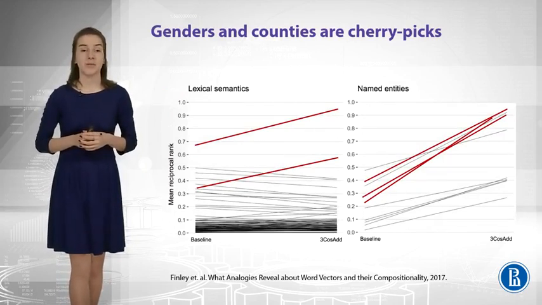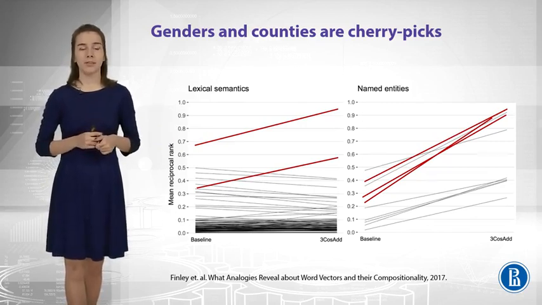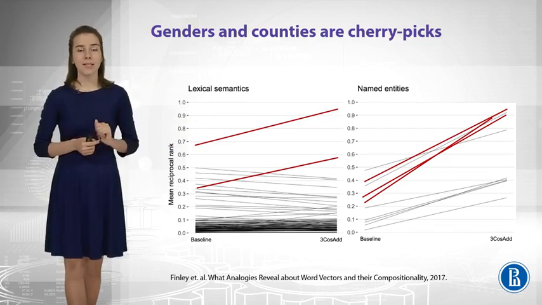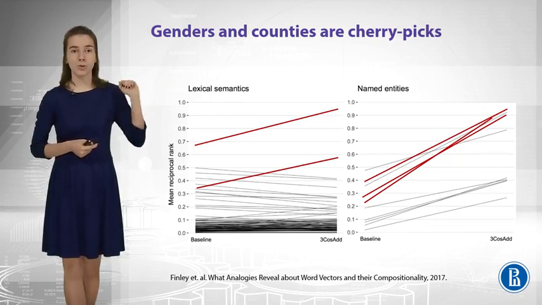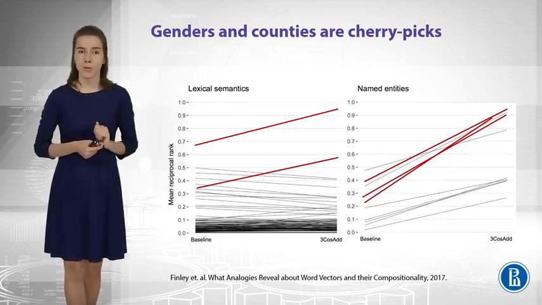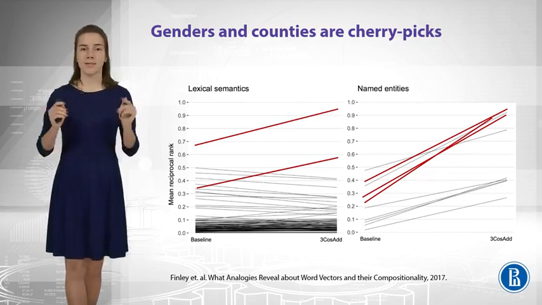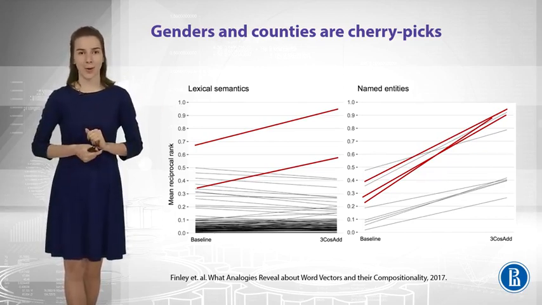Well, this is a nice picture. So the thing on the left is about different types of analogies, and most of them have horizontal slope, which means that Word2Vec doesn't work for them. But 2 lines, red lines, have high slope, and those 2 are the examples about genders, like man to woman is as king to queen, is as actor to actress, and so on.